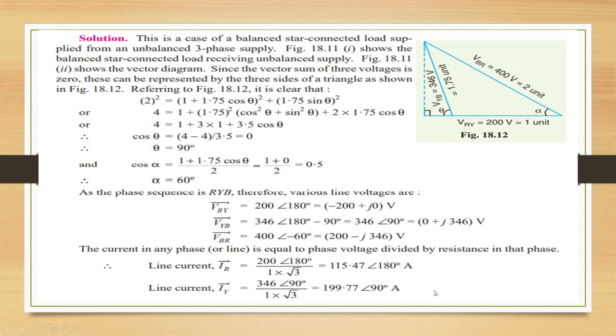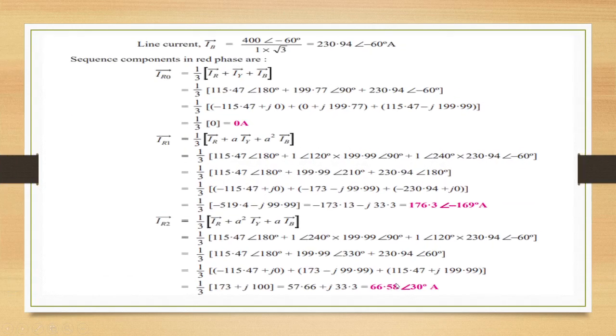Current in any phase or line is equal to phase voltage divided by resistance in that phase. So line current IR is 200 angle 180 by 1 into root 3, that is 115.47 angle 180 degree ampere. Line current IY is 346 angle 90 degree by 1 into root 3, so 199.77 angle 90 degree ampere. Line current IB is 230.94 angle minus 60 degree amperes.